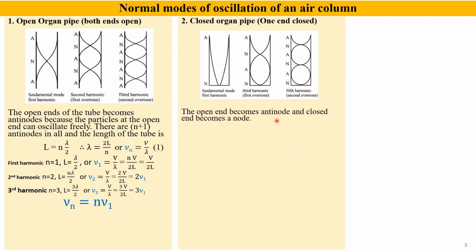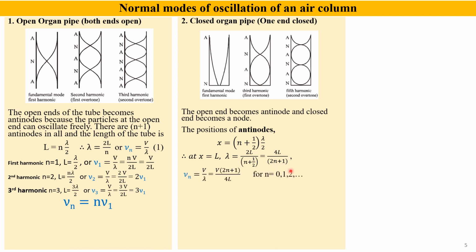The open end becomes antinode and the closed end becomes node. The positions of antinodes are given by x is equal to (n plus half) into lambda by 2, as discussed earlier. Therefore, at x is equal to L, that is at the open end of the pipe, lambda is equal to 2L divided by (n plus half). Rearranging, it becomes 4L by (2n plus 1). Therefore, nu n, the frequency of nth harmonic, is given by V by lambda, that is equal to V into (2n plus 1) divided by 4L.